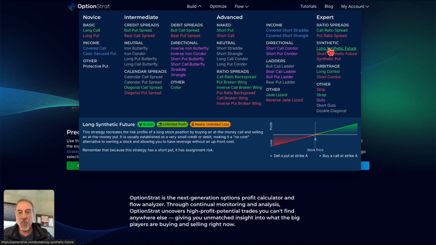Now, the thing I want you to note about this synthetic position is specifically to take a look at the description down below here. A long synthetic position is a strategy that simulates long stocks. So it has the same profile. When the stock goes up, this increases in value. When the stock goes down, it decreases in value. But you can essentially put this trade on at virtually no cost.